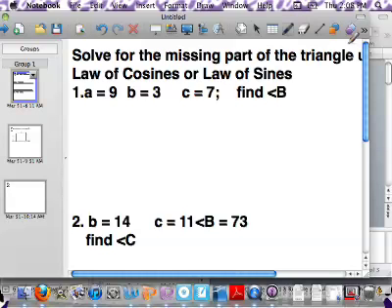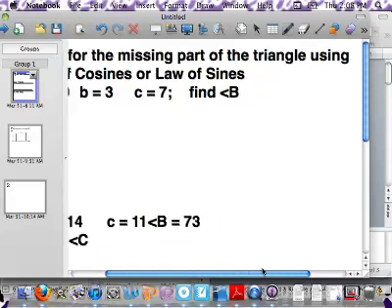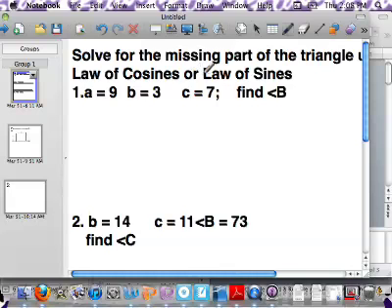Your quiz has 16 questions, but you don't have to solve for the whole triangle. You have to solve just like these 3 questions where it says solve for the missing part of the triangle using law of cosines or law of sines, and you're going to be given what you need to solve for. So you don't have to solve for the whole triangle. I still want you to make the chart though. So your answer, I should see a chart. It just won't always be all filled in.